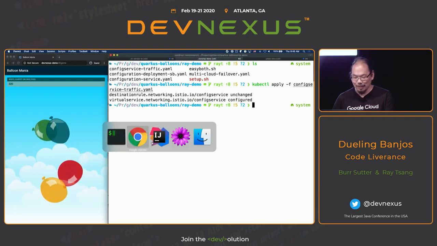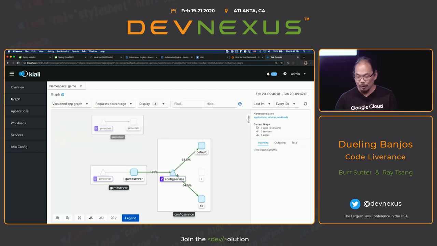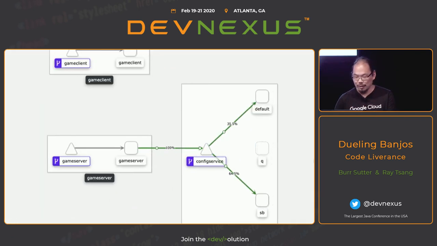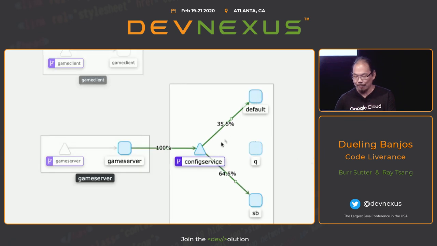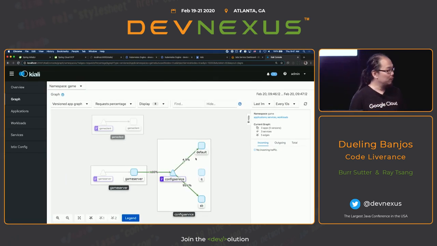Now, let me go back to the console as well. So in this Kiali view with the service graph, we switched the traffic from one version to another. I'm going to go to the versioned app graph here. And we can see that the game server is talking to the config service. And then we have the traffic shifting happening right now. The metrics are a little stale. So very quickly, we're going to see all the traffic going to the Spring Boot version rather than the default version.